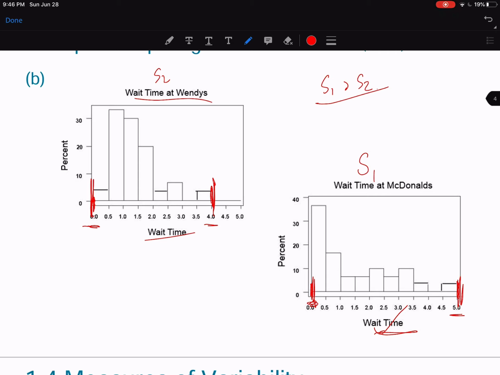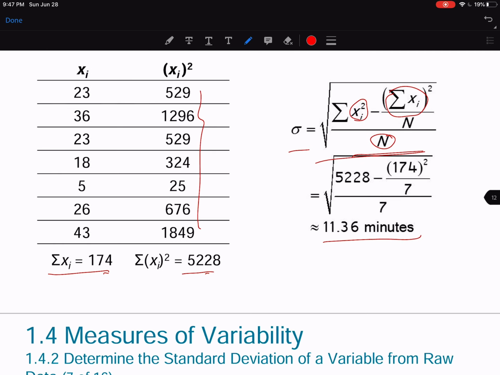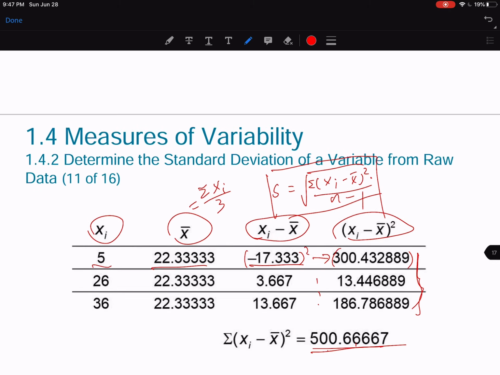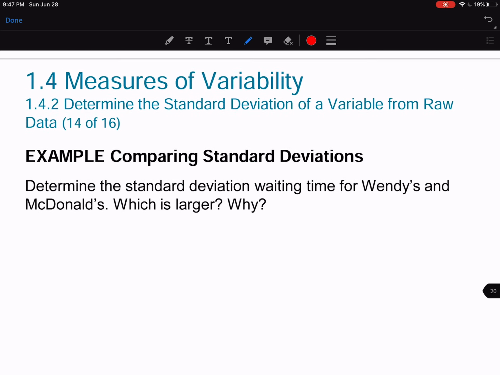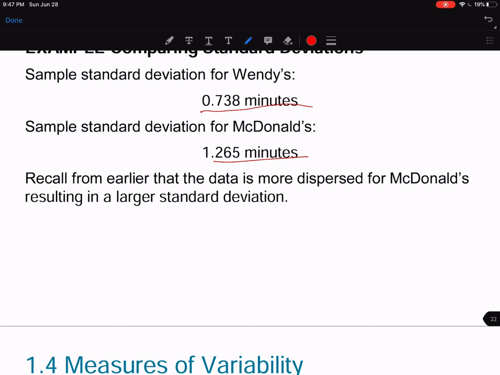So we say that standard deviation is a measure of variability. If the standard deviation is bigger, then the graph or the data set is going to be more spread out or more dispersed. That's pretty much how we calculate and explain the standard deviation. Just once again, if the standard deviation is larger, then the data set is going to be more dispersed.